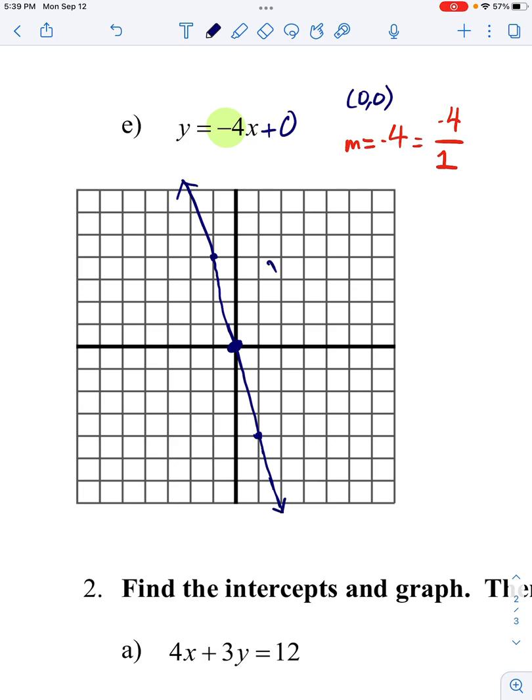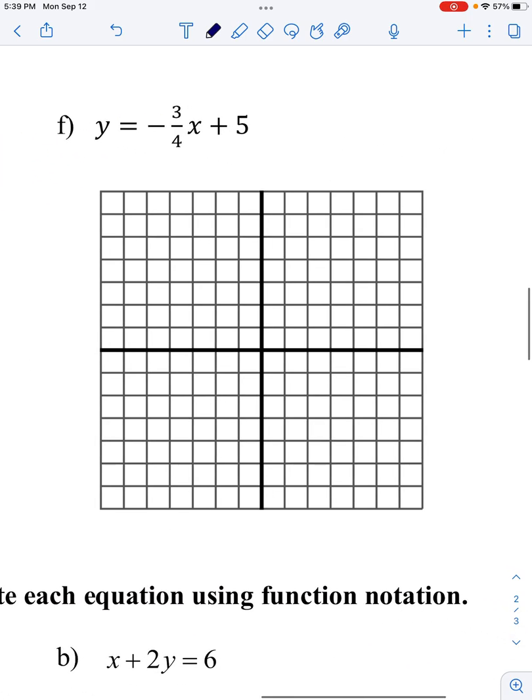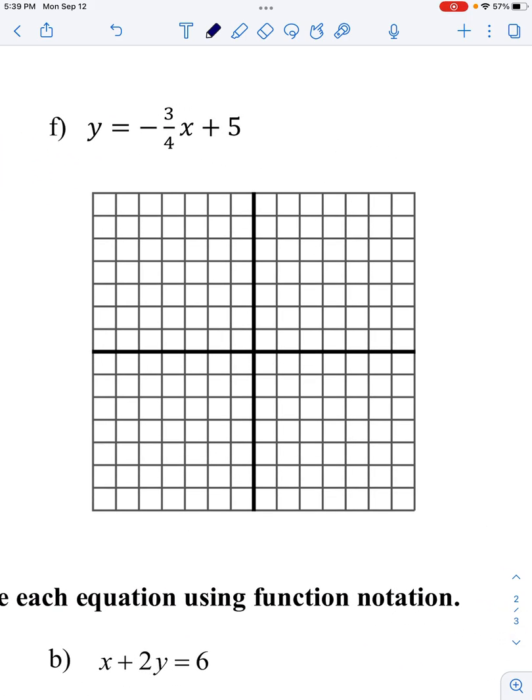And there's my line, y equals -4x, okay? So there's part E. Let's go over to part F. Part F, what's my y-intercept? It's +5. So the point 0, 5 is my y-intercept.